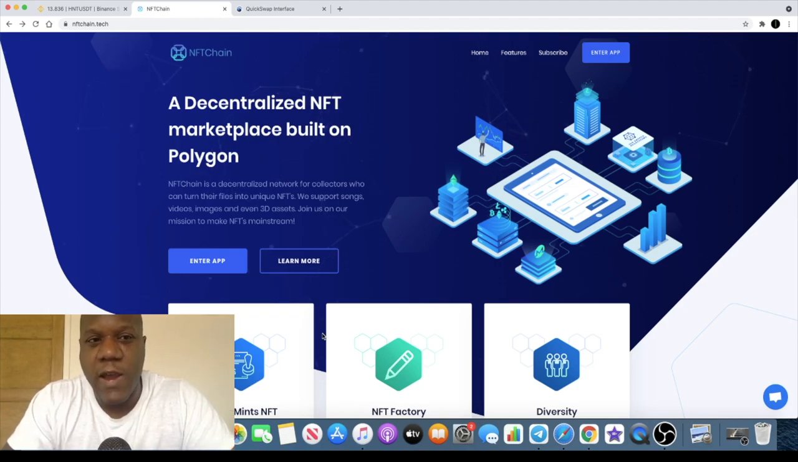So I won't shy away from these sorts of things because you only get such a small allocation. Because at the end of the day, it makes sense to have smaller allocations, because the last thing you want is huge mega whales that can just dump and just completely destroy the token.